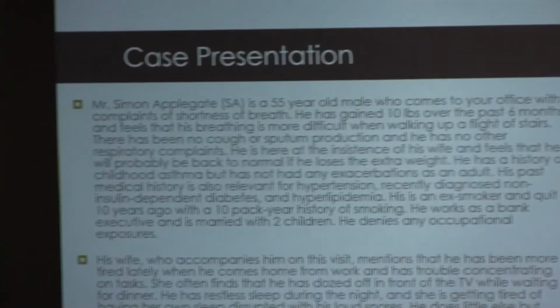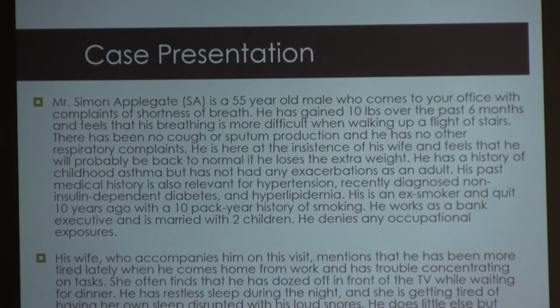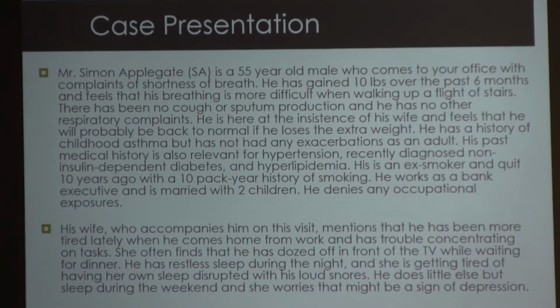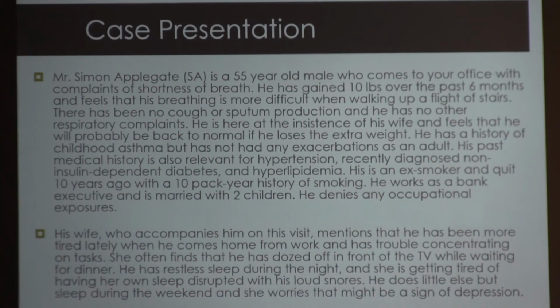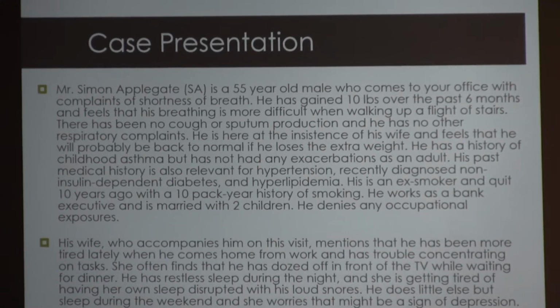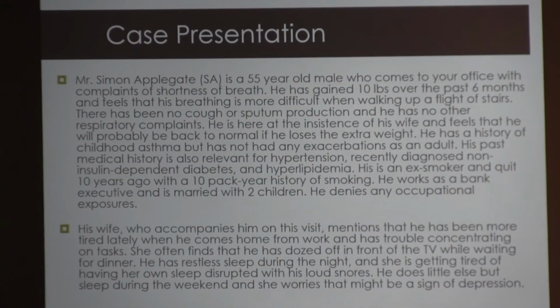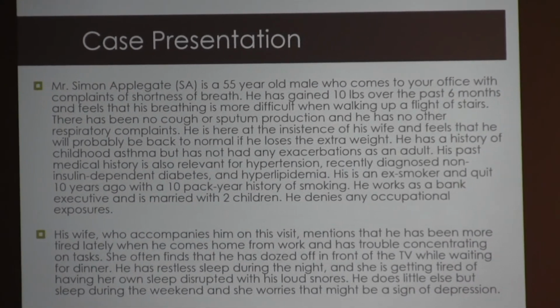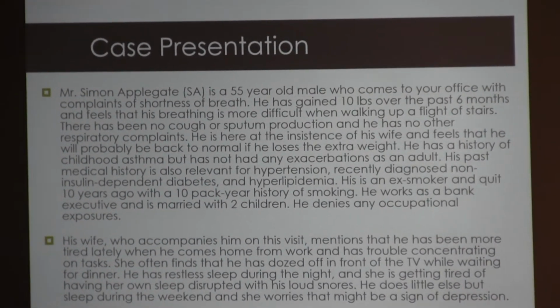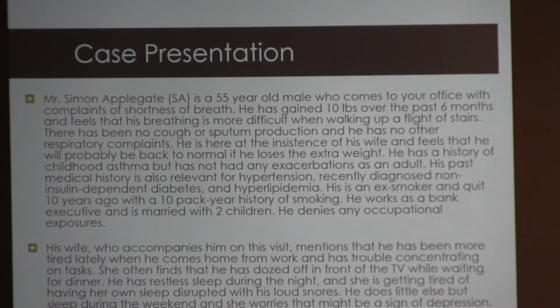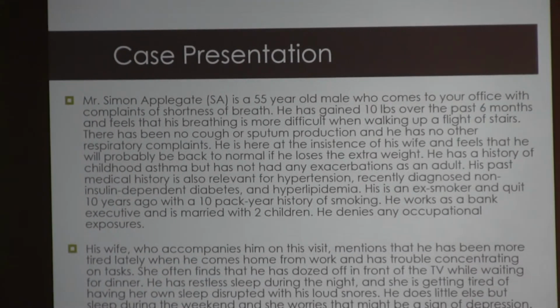So we have a person, Mr. Simon Applegate. He's a 55-year-old male. He comes to your office, he complains of dyspnea. He's gained 10 pounds over the past 6 months, and he feels that his breathing is more difficult when he walks up a flight of stairs. There's been no cough or sputum production. He has no other respiratory complaints. He's here at the insistence of his wife. He feels that he probably will be back to normal if he loses some weight.